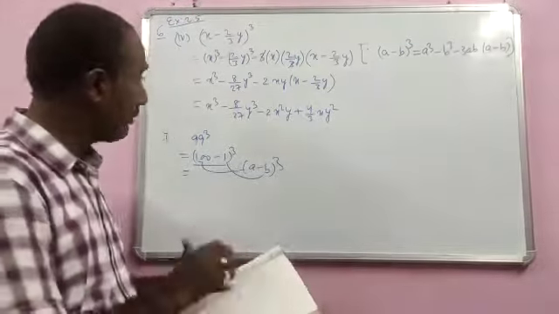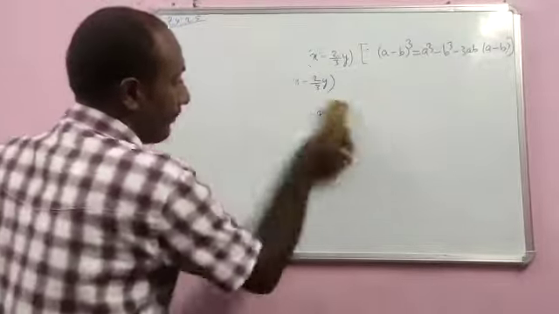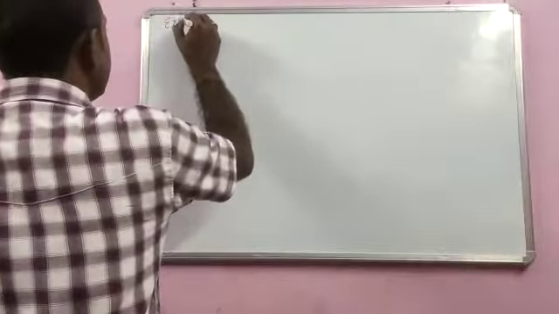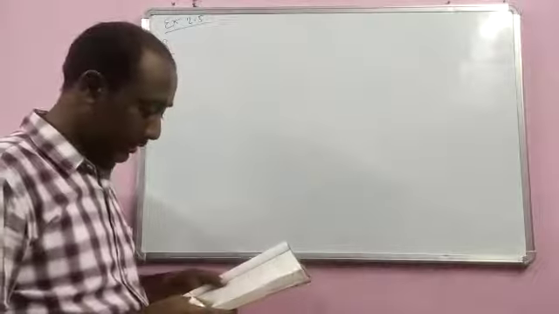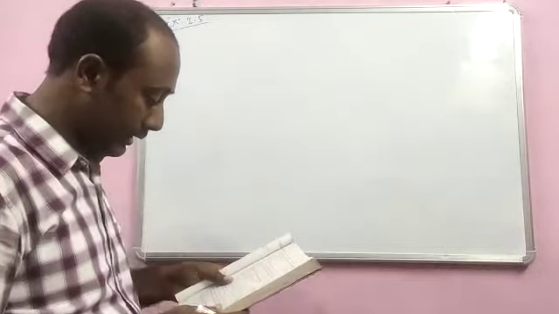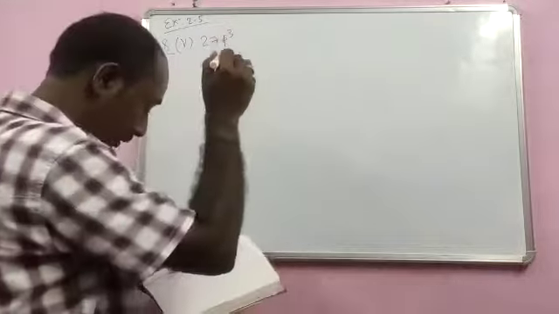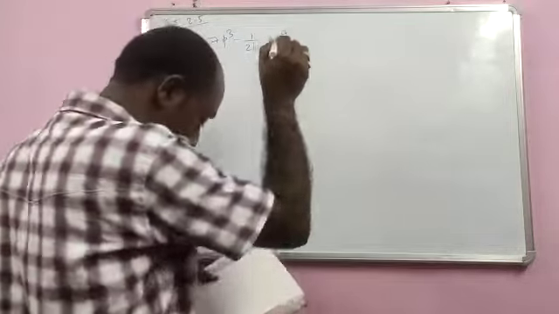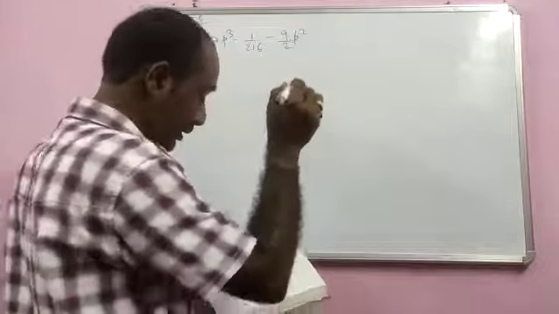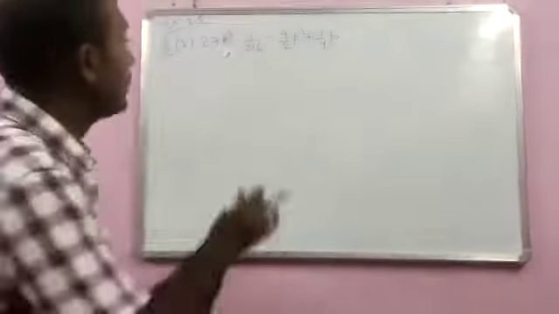Let us move to question number 8. In question number 8, the question is to factorize. So these questions are very good ones. I'll go through one question. Let us go through question number 5: 27p cube minus 1 by 216 minus 9 by 2 p square plus 1 by 4 p. So the question is to factorize.